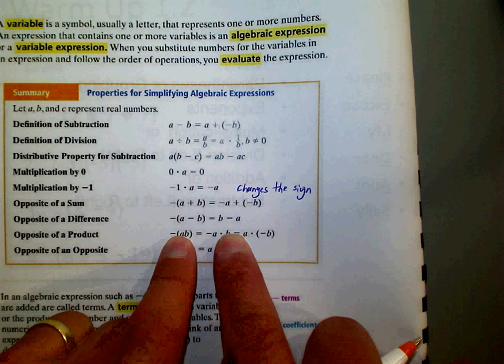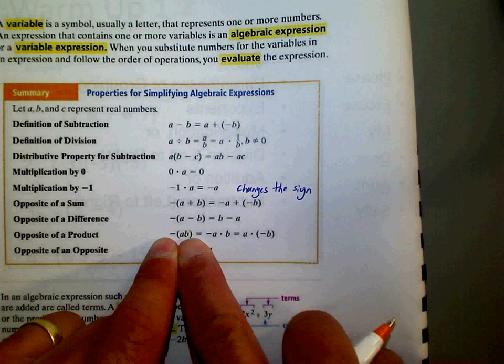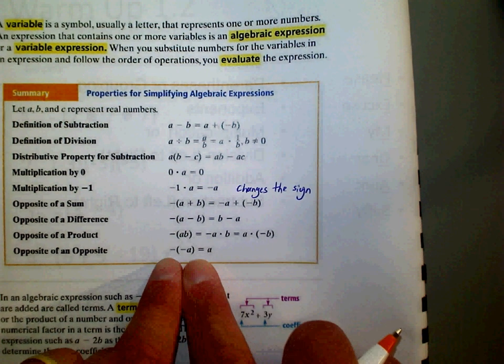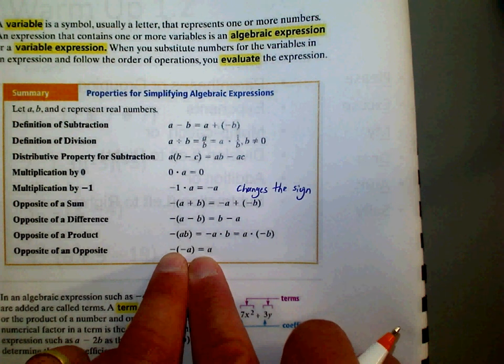How many negative signs are here? One. There's one here. There's one here. And then right here you see that double negative makes a positive.